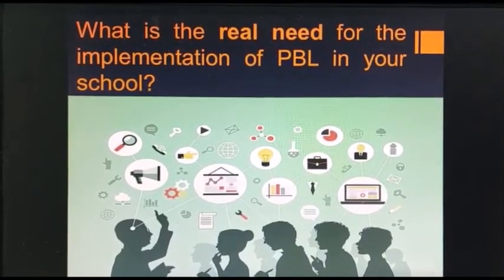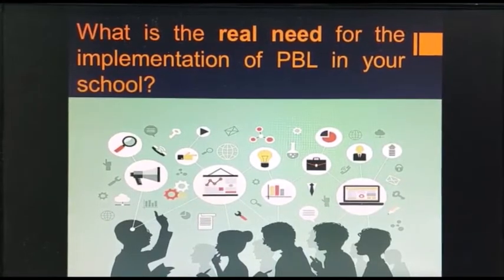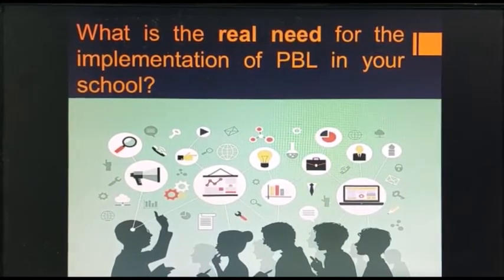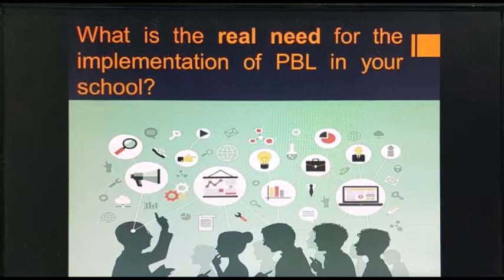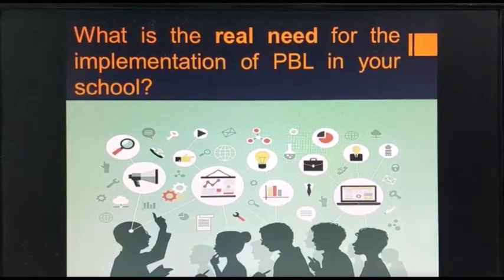Another reason is the lack of authenticity. That is, our students cannot visualize a clear connection between what they are learning in the classroom and the real world, or their real worlds they experience outside the school.